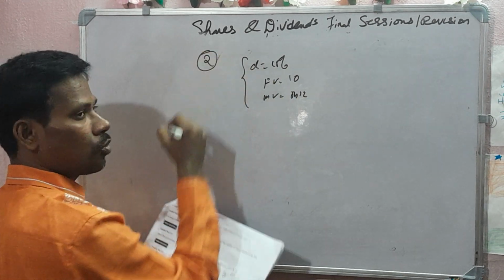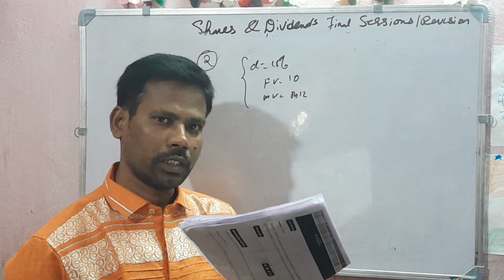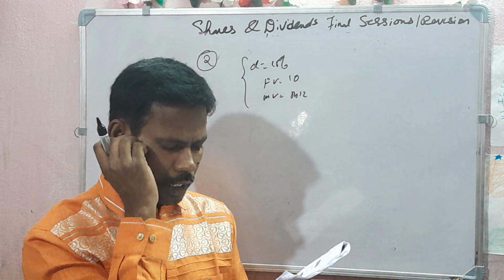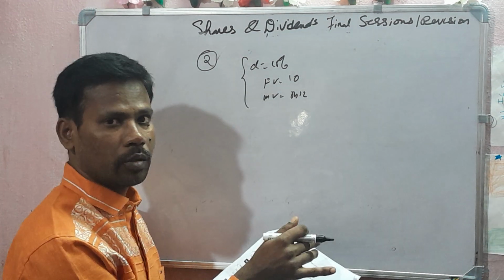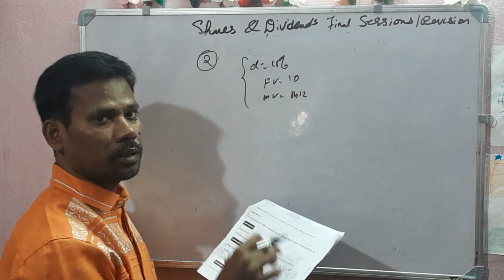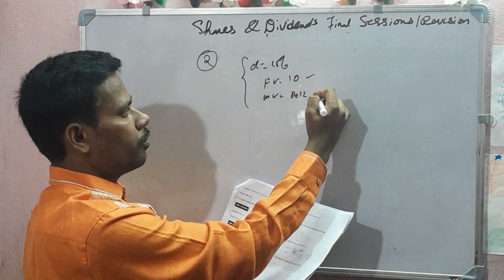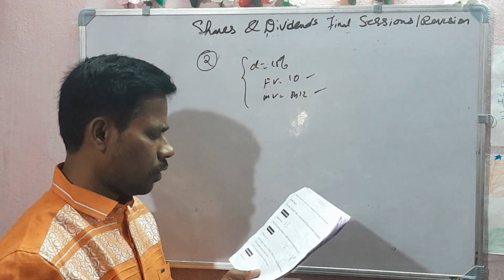This is question number 2, test by yourself or revision test. Out of these 10 questions I am doing, just now I did the 10th one, now the 8th one, and now I am doing the second problem. So dividend is 18%, face value is 10, market value is 12. What is asked?